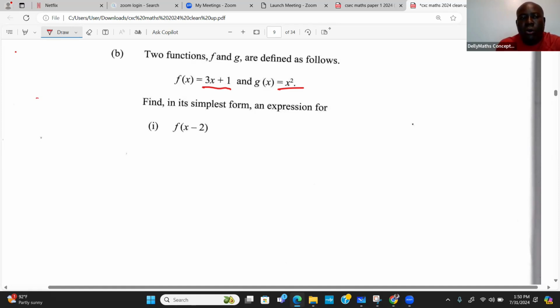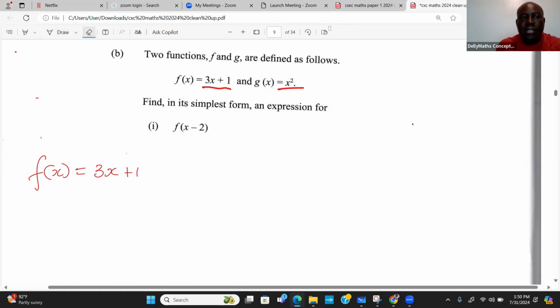One of the things about functions is that you can only substitute these ideas wherever x is in the particular function. For example, we're dealing with the f function. So f of x is actually equal to 3x plus 1. So this is actually the f function.